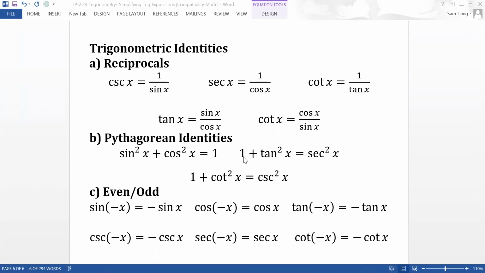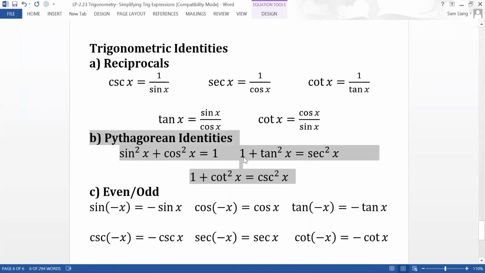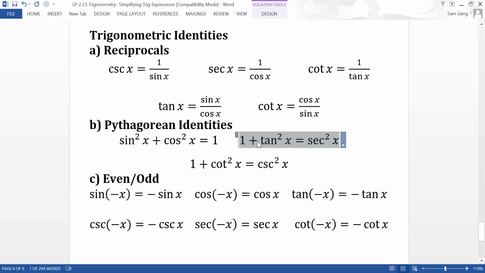So for these, we also had mnemonics, right? Does anyone remember the one for 1 plus tan squared x? I tan by the C. I remember that. All right, very nice. So that's the one for 1 plus tan squared x equals secant squared x. I represents 1, and then tangent, and then C is secant. But you just have to remember that tan and secant are squared. Okay. All right. Anyone remember the one for this one?